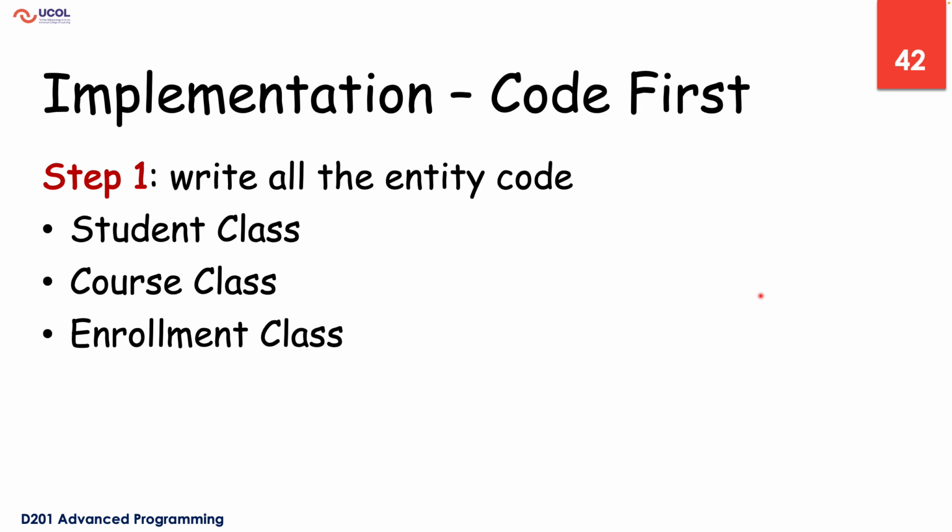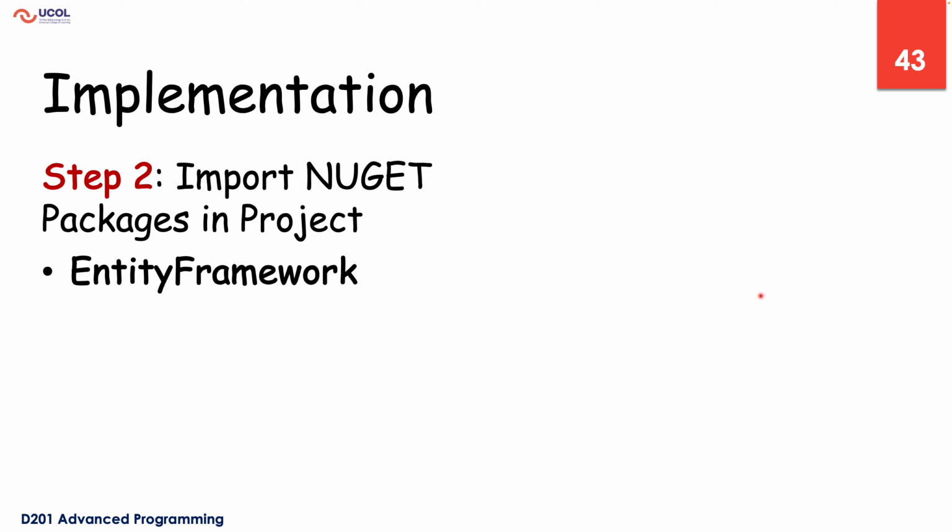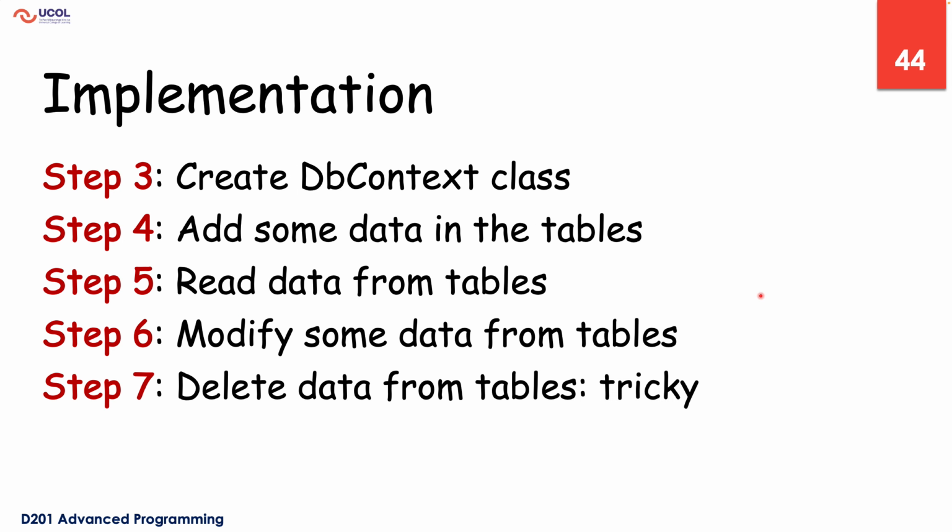So how can we do the implementation? The first step is that we need to write those classes. Second, we need to import the Entity Framework. Third, we need to create the database context, and then we can write the code to manipulate the data. We can add a table, add data in the table, read the data from the table, modify the data, or delete the data in the table. We will follow these concepts when I record a second video about the practical implementation.